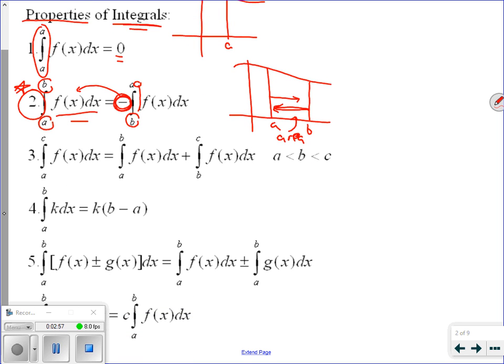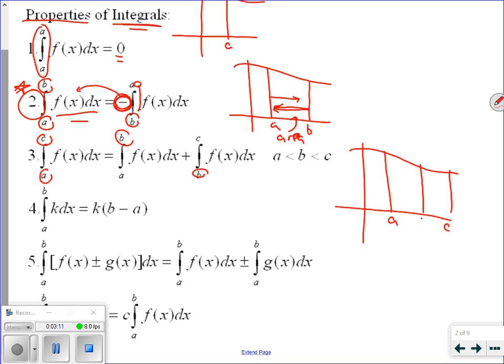I think number 3 makes a lot of sense. It says if we're going from A to C, but we break it up at B, those areas are equivalent. So if you have this graph right here, here's A, here's C, and here's some B value in between. All this expression means is that the area from A to B plus the area from B to C is going to equal the area from A to C. I think logically that should make sense.